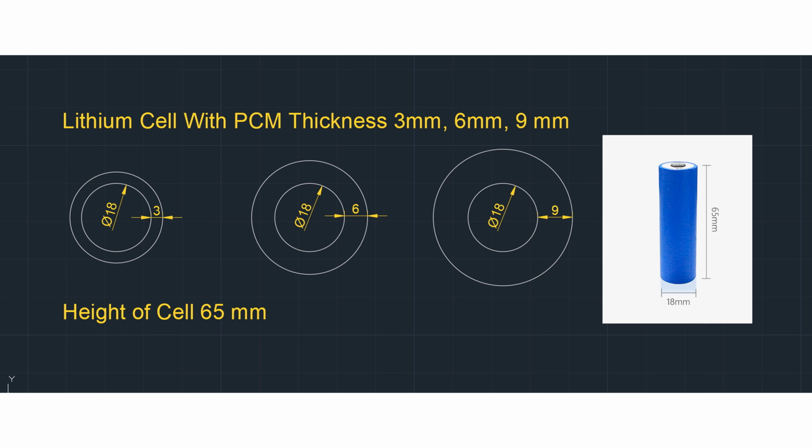So we'll see how the variations take place with respect to the parameters that we are interested in, that is the total temperature of the system, cell temperature and liquid fraction.